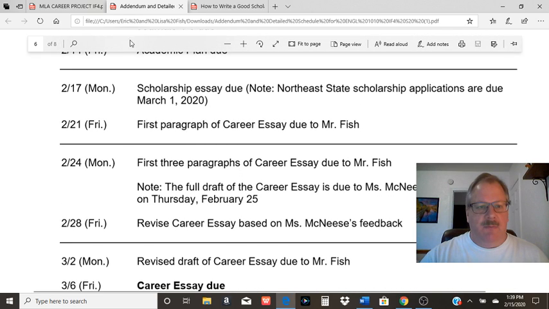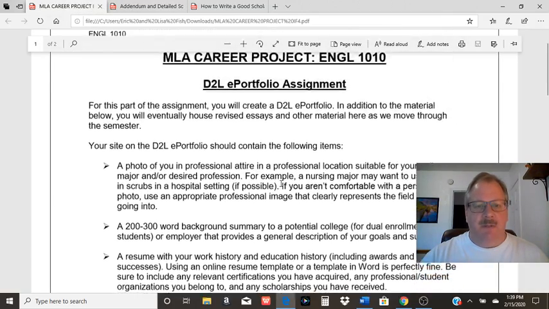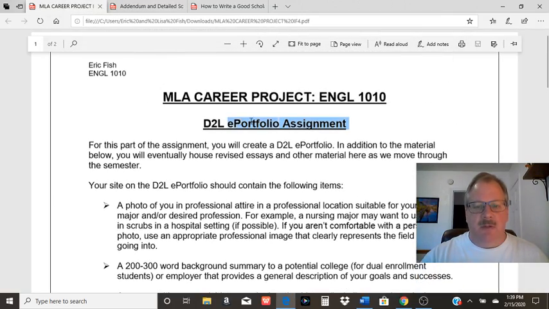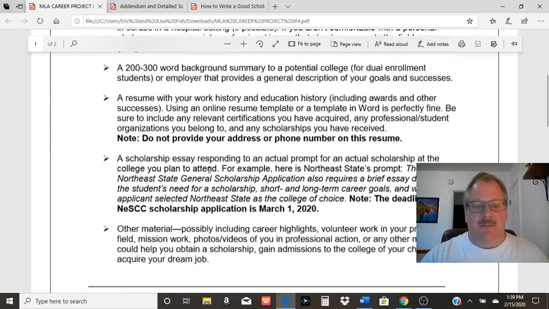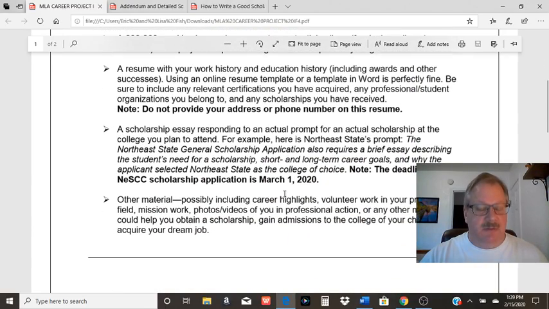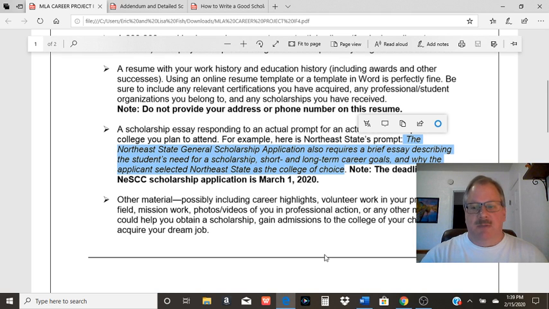For the scholarship essay, don't forget we're still working on this D2L e-portfolio assignment. And for most of you, probably all of you, you're here at Northeast State, so you're going to do the Northeast State General Scholarship application. And there's the prompt for the essay right there. It requires a brief essay describing the student's need for a scholarship, your short and long-term career goals, and why the applicant selected Northeast State as the college of choice.